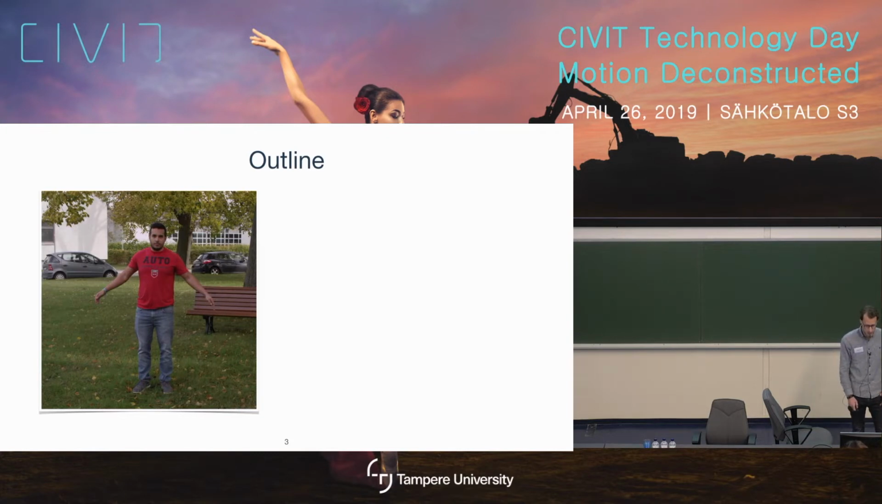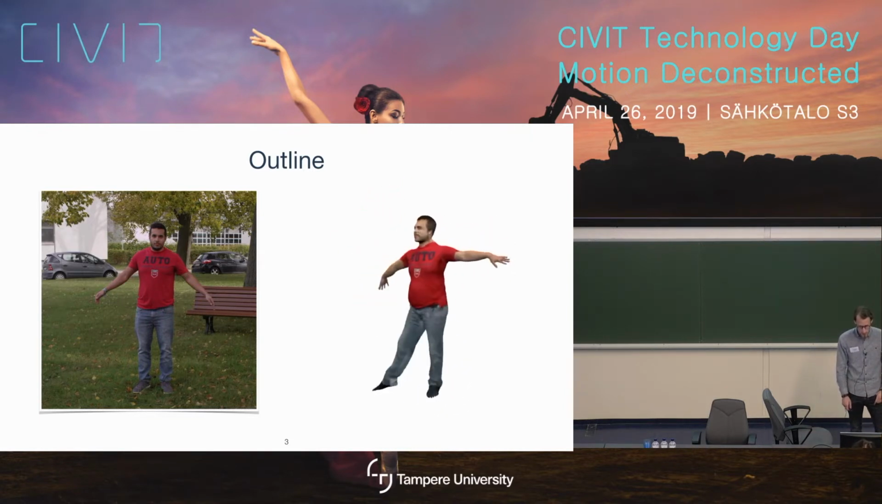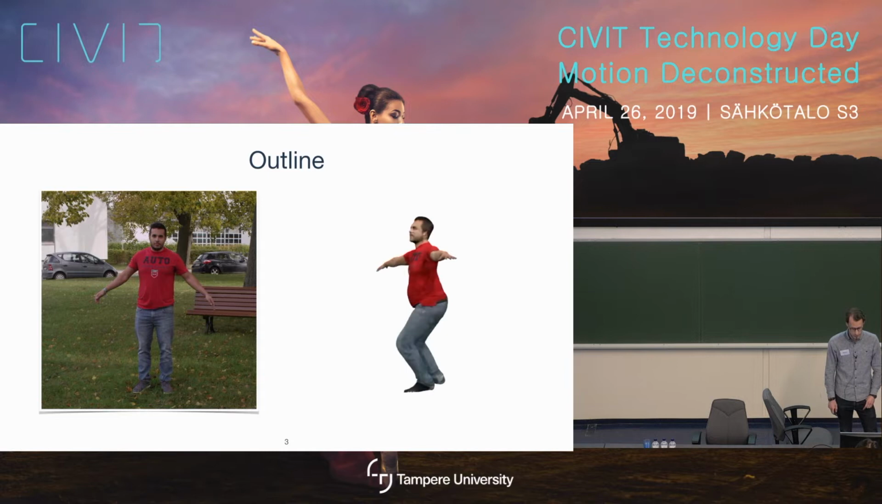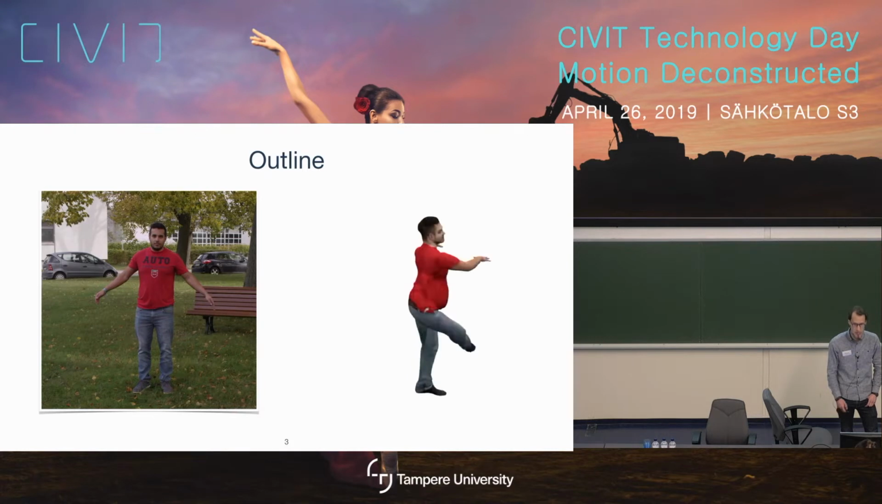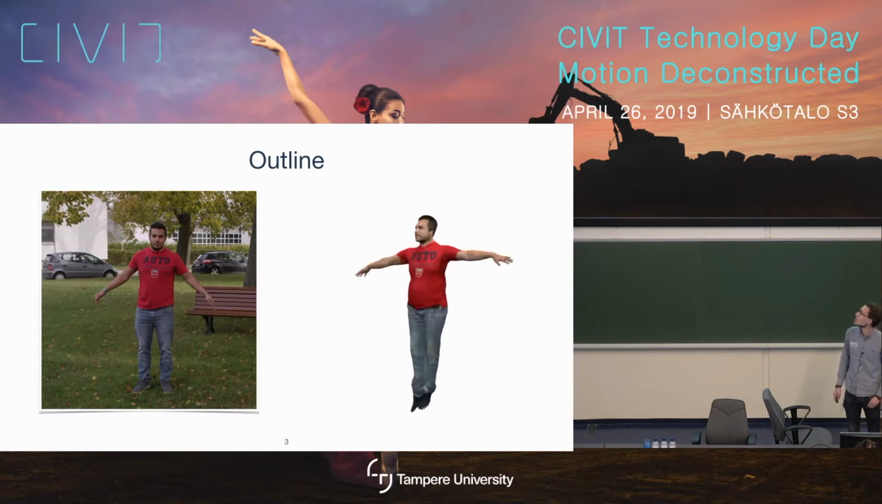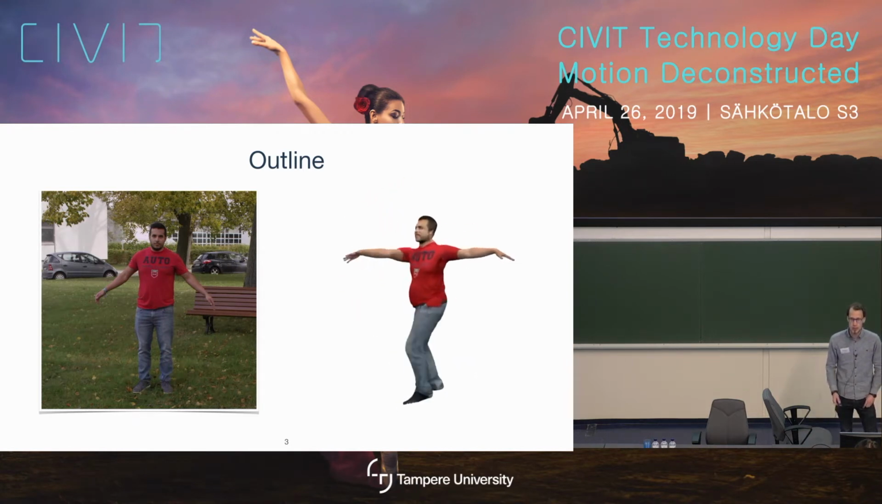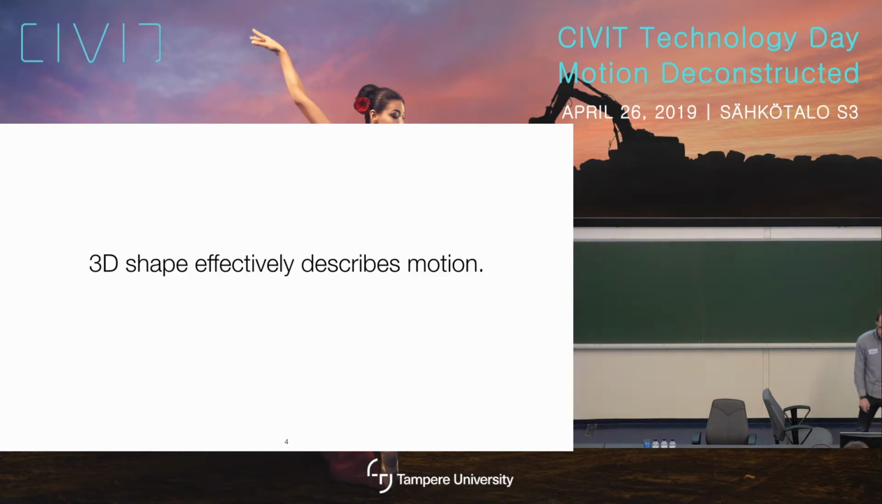So what will this talk be about today? I will demonstrate that I basically just need one photograph of you in order to make you a professional ballet dancer. So what do we see here? On the left you see a picture of one of our students, and on the right you see a virtual version of him performing ballet dance. Of course he's not actually a ballet dancer, so this is just a simulated sequence. However, what we see is a rich 3D description of a motion sequence with a 3D body shape. So apparently 3D shape can be used to effectively describe motion.